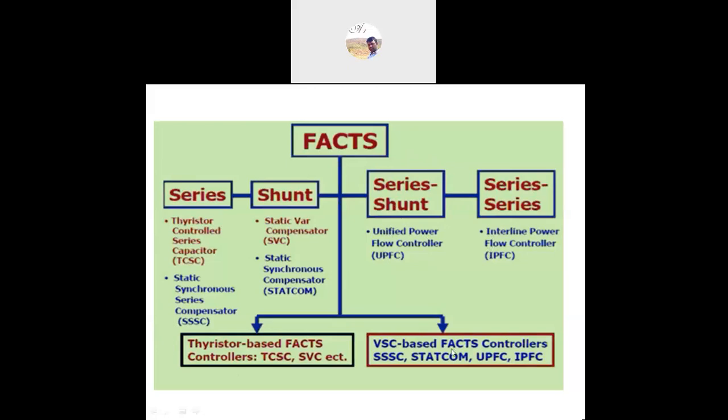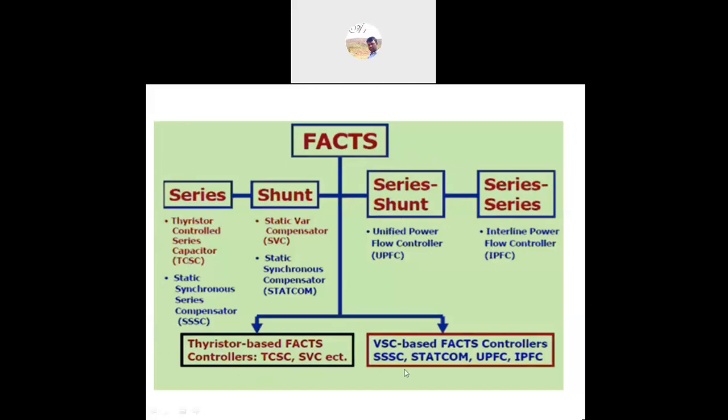And for series-series, the interline power flow controller. So not only series and shunt, this is based upon the connection. Here it is also based upon whether the controller is thyristor-based or voltage source based. So we have the two. The first is based on how we are connected in the system, and this one is based on which type of tools, either thyristor-based or voltage source based.